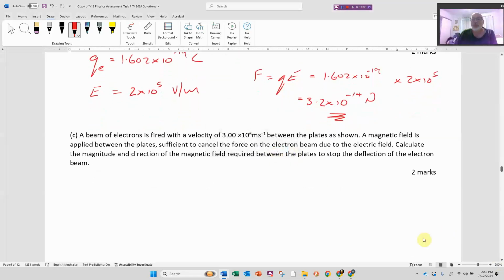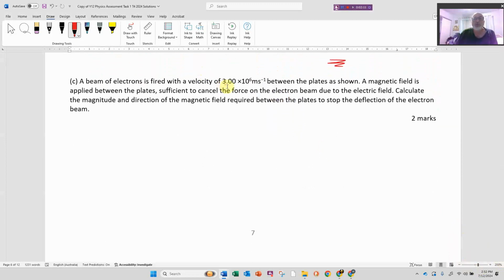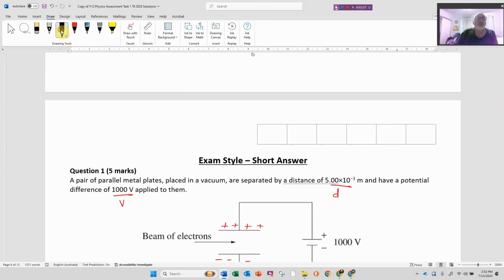Starting to get a little bit trickier. We are going to be firing a beam of electrons with this velocity, 3 by 10 to the 6, between the plates. A magnetic field is applied between the plates sufficient to cancel the force on the electron beam due to the electric field. So what's happening here is, with our electric field, as the electrons go through here, they're going to be attracted towards the positive and away from the negative. So we are going to try and apply a force to counterbalance that to bring it back down again.